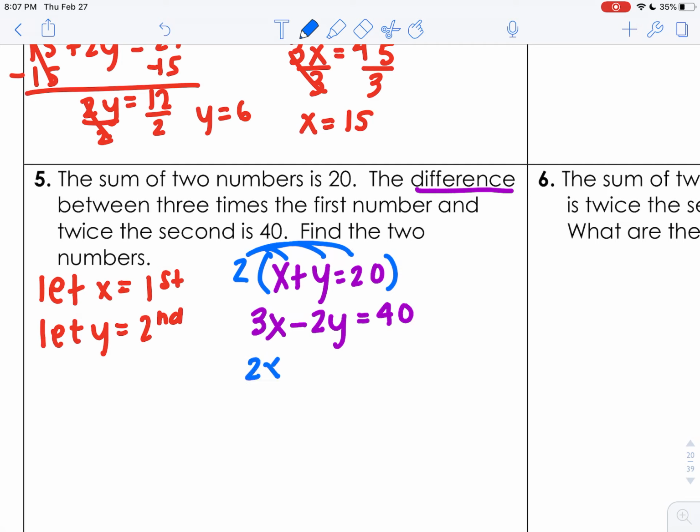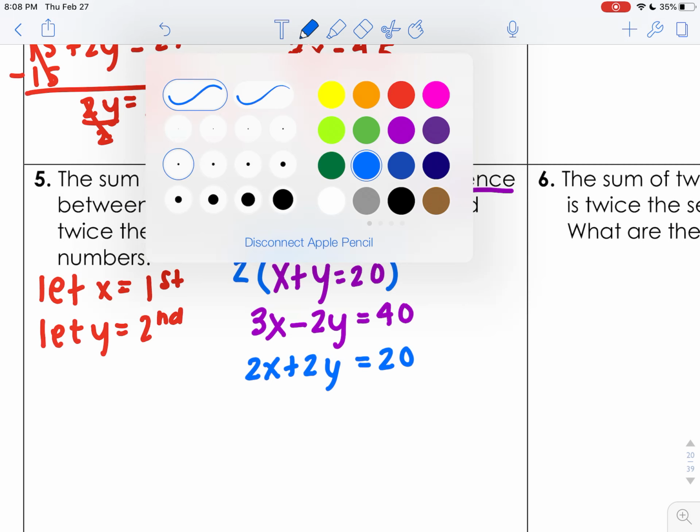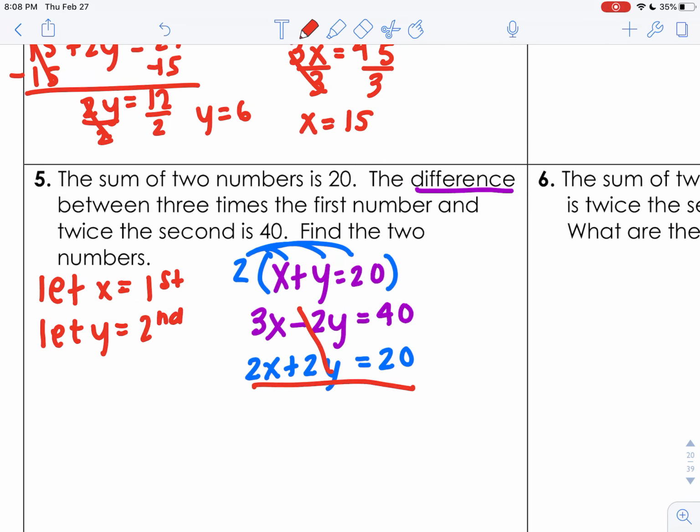So it's 2x plus 2y equals 20. I'm not going to rewrite the bottom equation since it's right here, so I'm just going to use those two. And I can cancel these out. So 3x plus 2x is 5x. 40 plus 20 is 60, and then divide by 5. So x equals 12. Then I'm going to plug it back in.